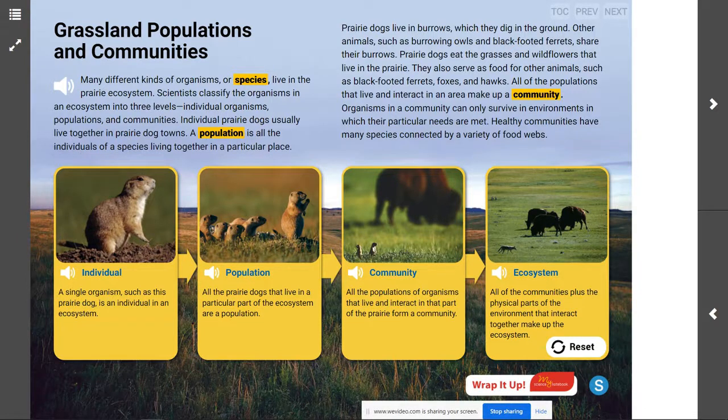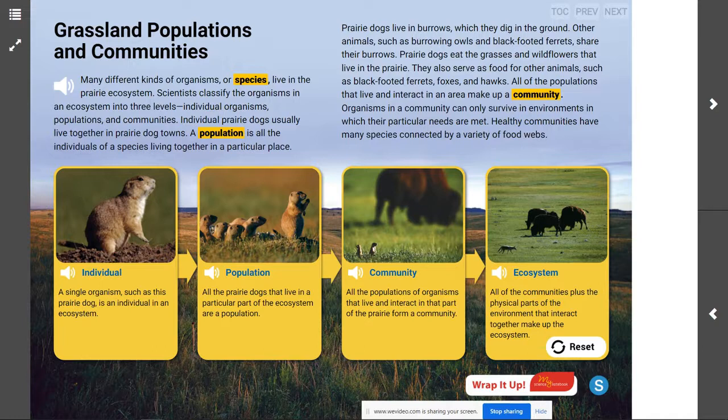Welcome back, scientists. Today we are talking about grassland populations and communities. I am Mr. Steier, and this is Mr. Steier's classroom. Your goal today is that you can describe the levels of organisms that make up an ecosystem.